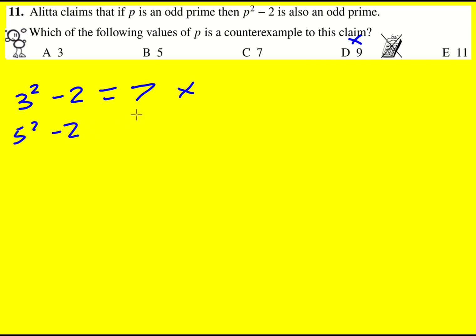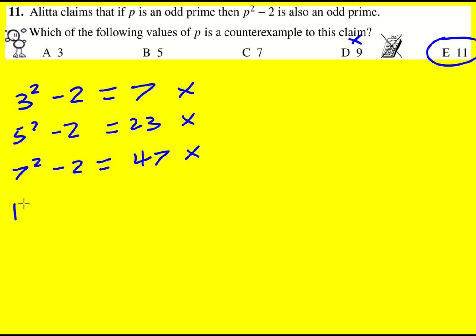5 squared minus 2, 25 minus 2 is 23. That is also prime, so it's not a counterexample. 7 squared minus 2, 49 minus 2 is 47. That is prime, it's not a counterexample. So it's going to have to be E, but really we should just check.